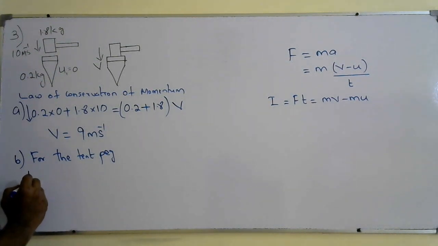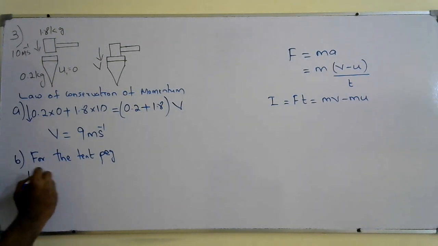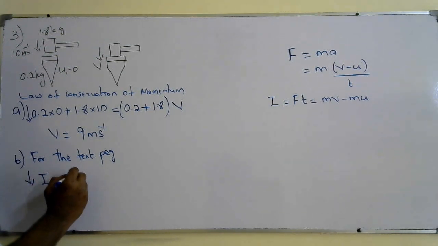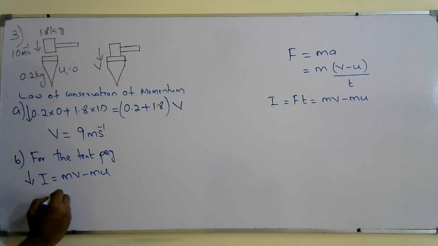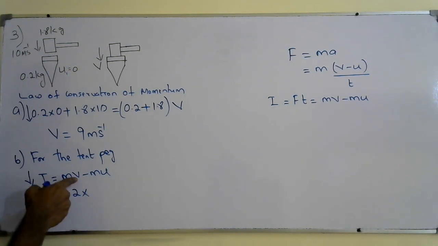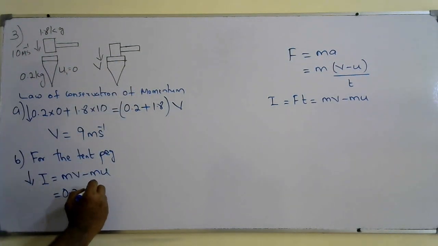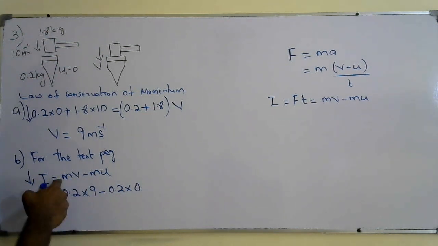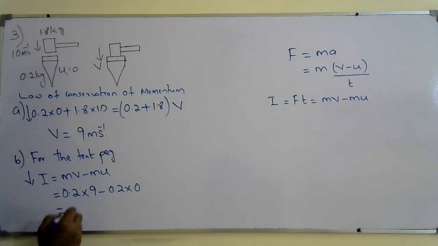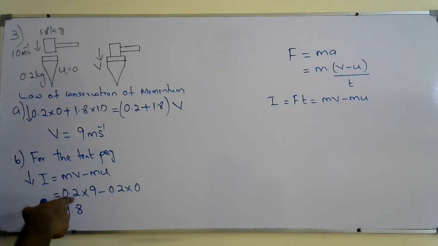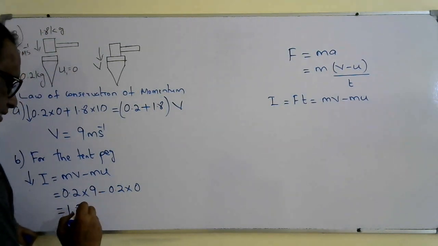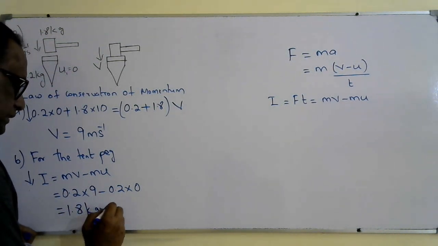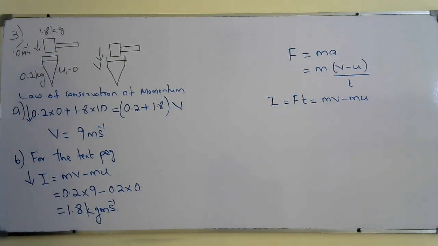Downward direction. They're asking for the magnitude, but I put the direction also, no problem. mv minus mu. The mass of the tent peg is 0.2. After collision, both are moving at the same velocity, 9. It was at rest before collision. I am using it for the tent peg, right? So solve it, you will get 1.8. What's the unit? Mass in kilogram, velocity in meter per second, so kilogram meter per second. That's the unit of impulse.